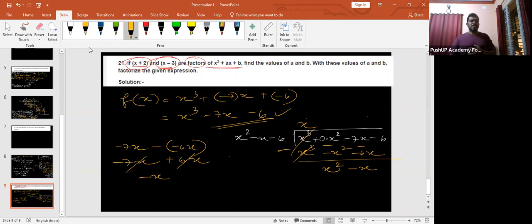Now, x square into what will give me x square? It will give me 1, isn't it? X square into 1 will give me x square. So here I got x square. Minus x into 1 will give me minus x. Again, subtract both of them. Cancel, cancel. What I will bring down? Minus x. Isn't it?